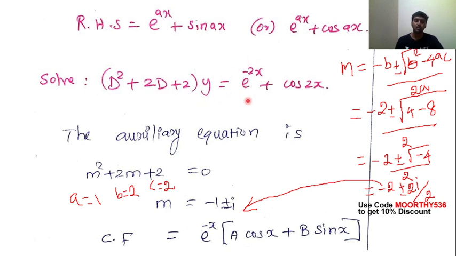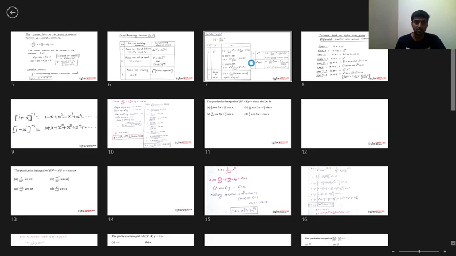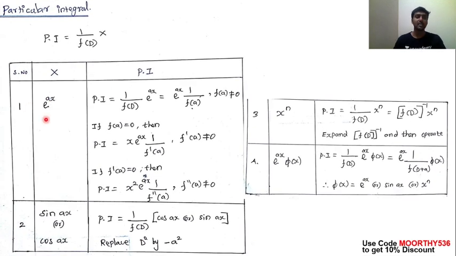First I am going to identify the e power ax formula. As per the discussions on the particular integral, we have e power ax, then 1 divided by f of D into e power ax format. So we keep the e power ax in the front, then 1 divided by f of a. Instead of letter D in the denominator, we have to substitute the a. So this is the condition.